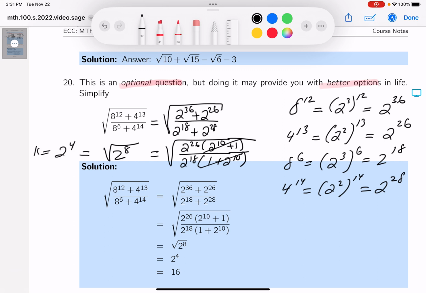What's 2 to the 4th? It's 16. All right, all the steps are written down for you here, by the way. And I want to point out the same steps that we just discussed are there.